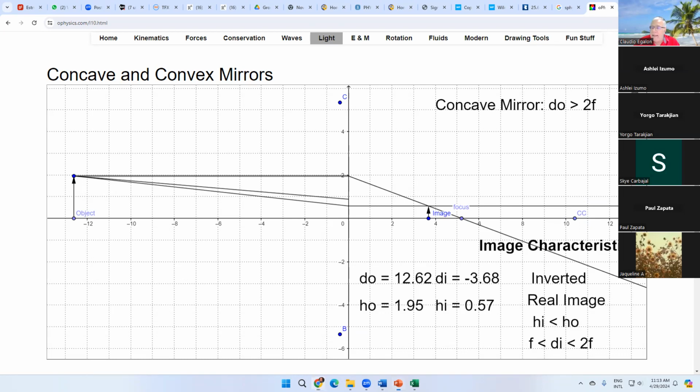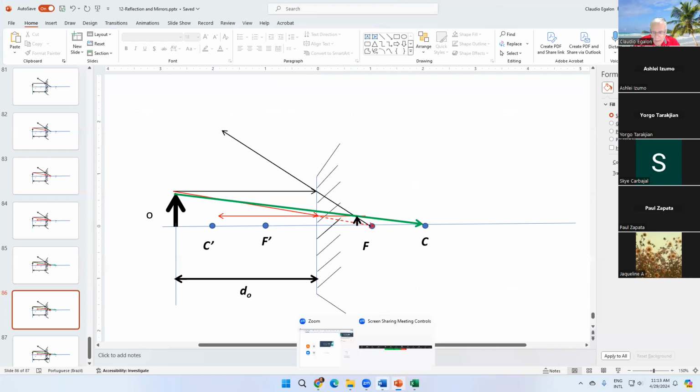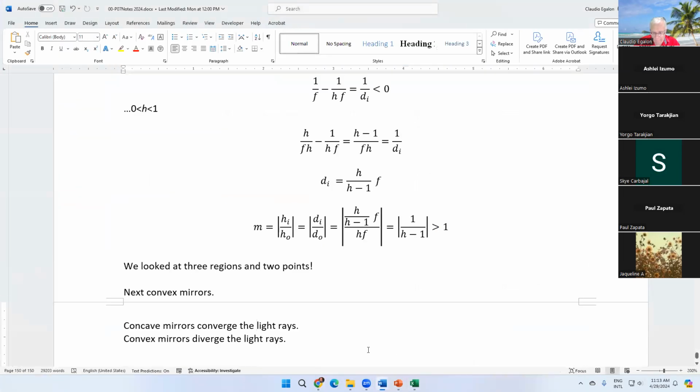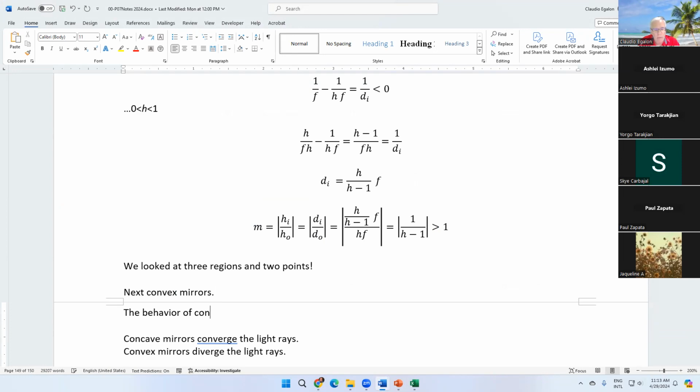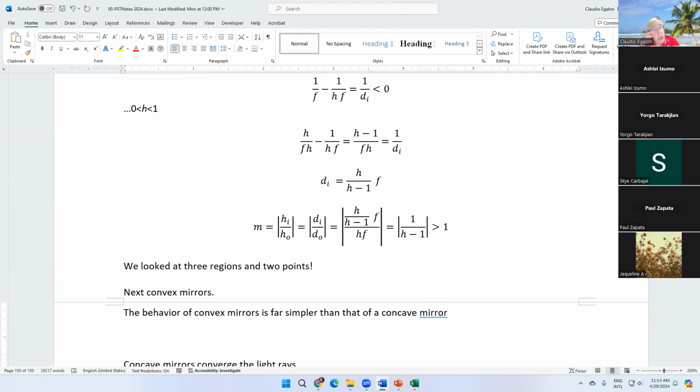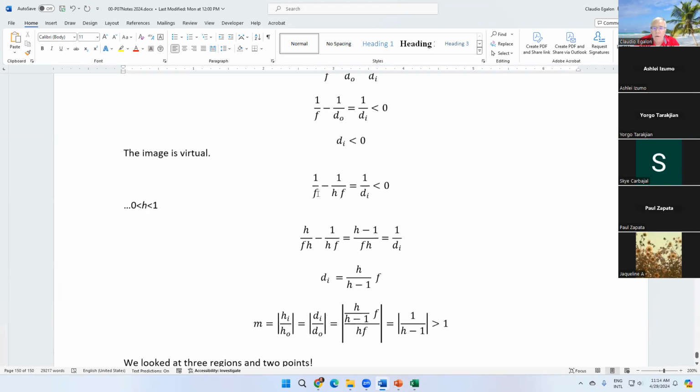Okay, and we can go ahead and move to the next, convex mirror. The behavior of convex mirrors is far simpler than that of a concave mirror. We start with the equation here.